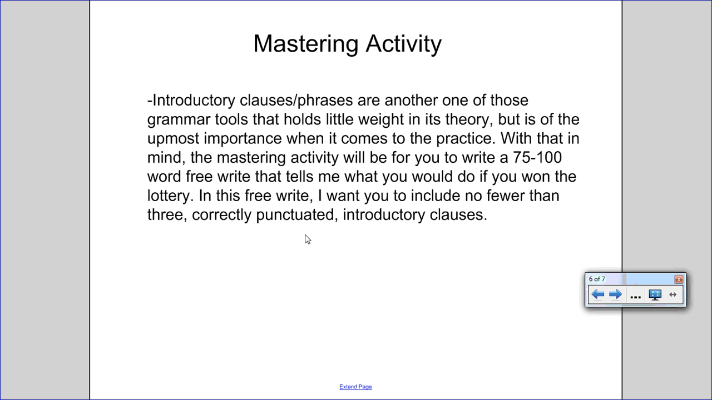Once you complete that, you're going to submit that to me. I look forward to reading all the interesting things you are going to do when you become rich. As always, if you have any questions about introductory clauses, please let me know. I'd be more than happy to help you out, and look forward to seeing your writing.